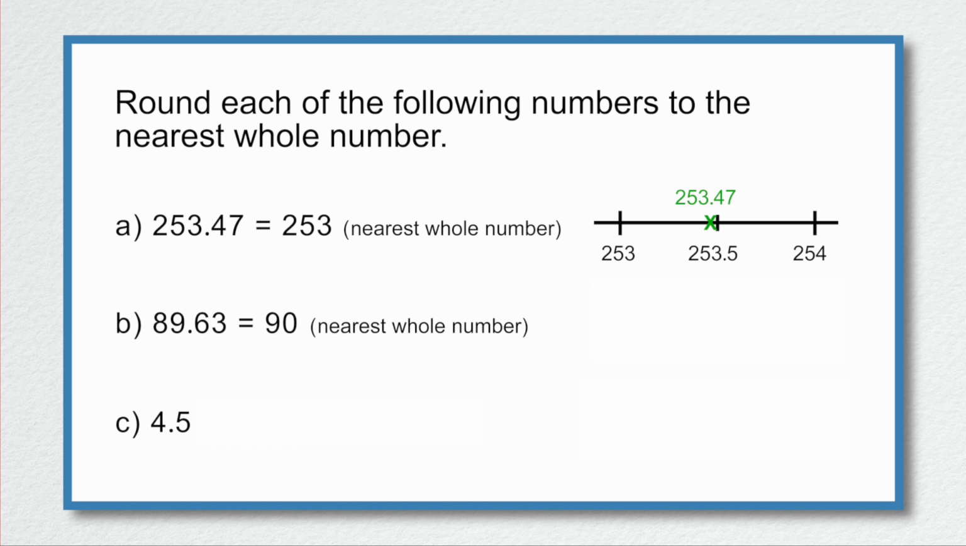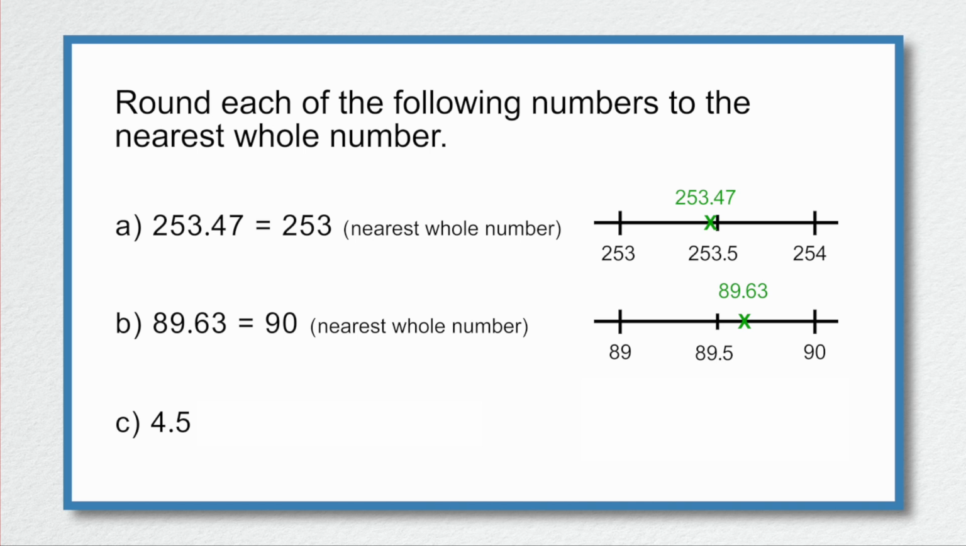And this is how it would look on a number line. Again, the question is asking, do we round 89.63 down to 89, or do we round it up to 90? Here's the midway point, 89.5, and here is where 89.63 fits on the number line.